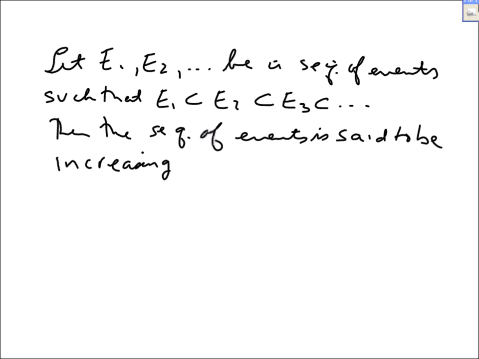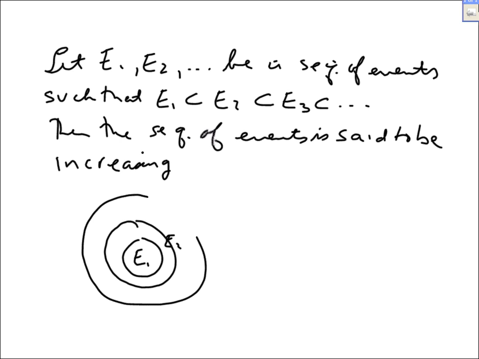Now, why is increasing a reasonable statement? Well, this here, say, is E1, and E1 is contained in, or is a subset of, E2, which in turn is a proper subset of E3, and so on. It's increasing. E1 is here, E2 is bigger, E3 is even bigger. Now, that's the first definition. The second definition.